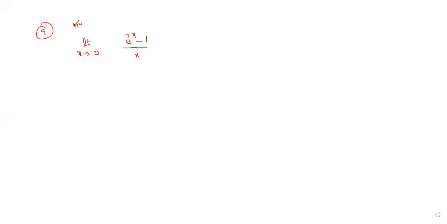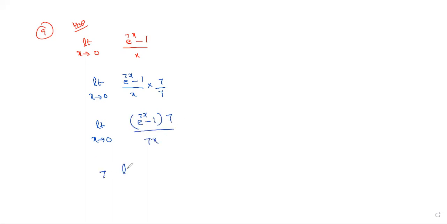Now limit x tends to 0, e power 7x minus 1 by x. Both numerator and denominator are multiplied by 7. Limit x tends to 0, e power 7x minus 1 into 7 by 7x. 7 is the constant, outside. Limit x tends to 0, e power 7x minus 1 by 7x.